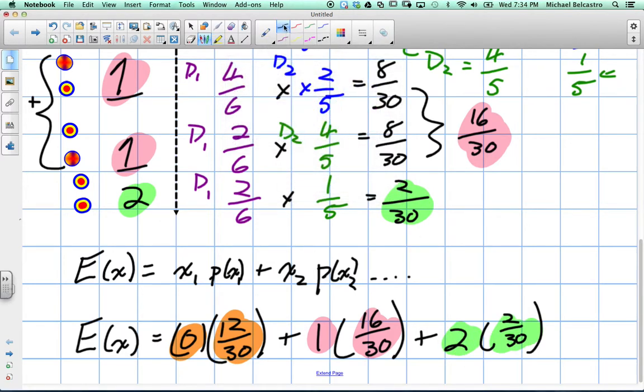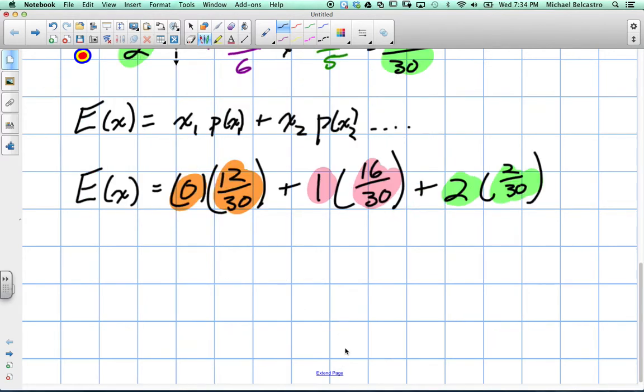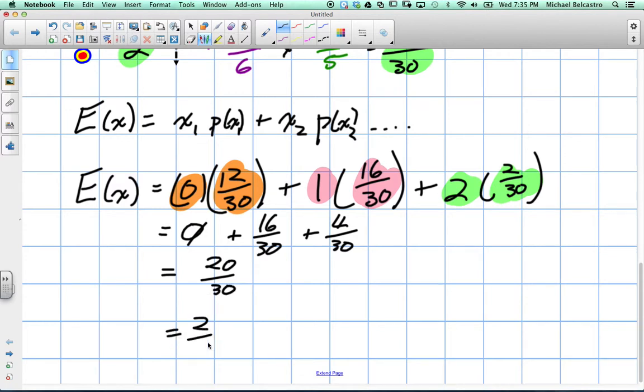Okay. So with that being said, we just have to carry out the operations now. 0 times this value will give us 0. 1 times 16 over 30 is just going to give us 16 over 30. And finally, 2 times 2 over 30 is going to be 4 over 30. Does that make sense? Okay, 4 over 30. Because these are already, well, 0 we can kind of cancel out. 16 and 4 is 20 over 30, which is 2 in 3. I was thinking of the decimal. Which is approximately 0.6 repeated.